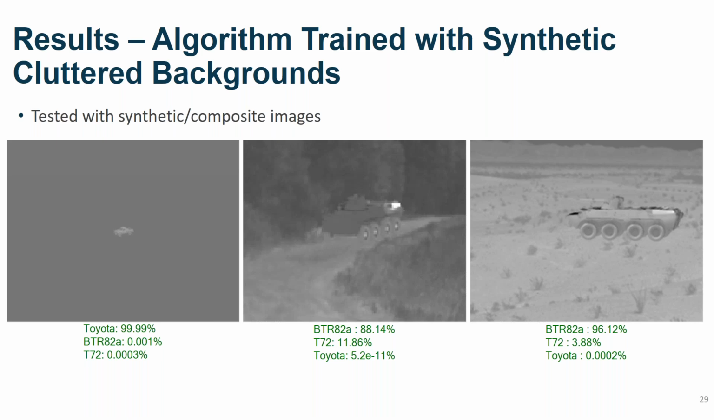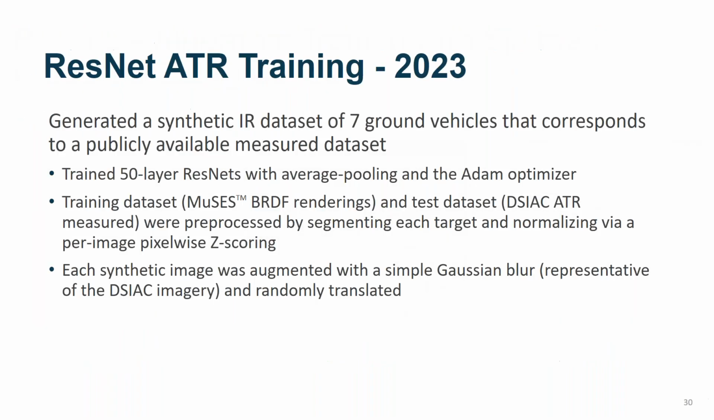So we saw generally fairly good performance with this initial test. More recently, we've generated a larger data set, this time using 7 ground vehicles. These 7 vehicles were chosen because they correspond to a publicly available measured data set. For this work, we used a ResNet 50, a 50-layer ResNet with average pooling and the Adam optimizer.